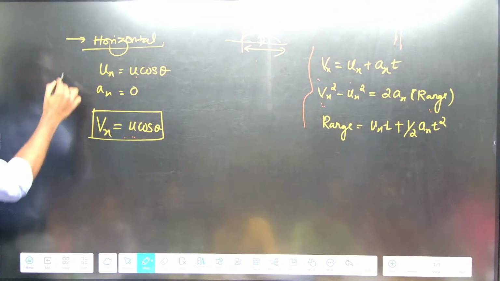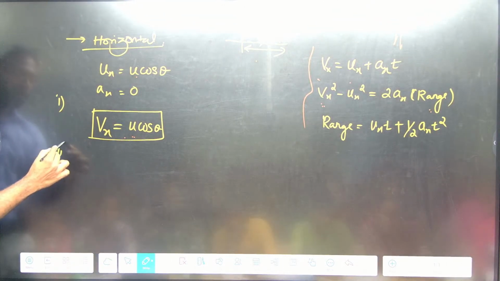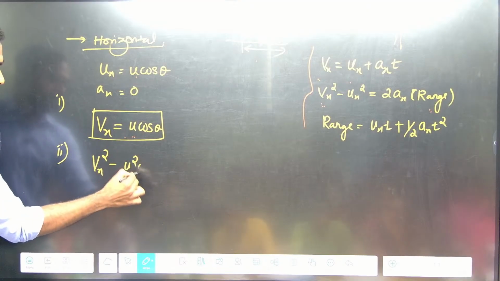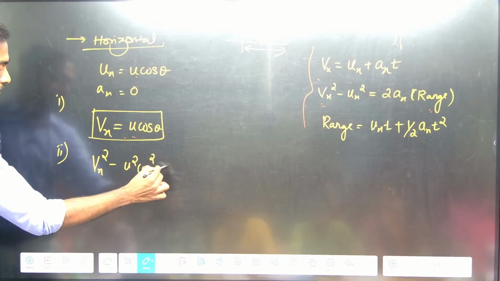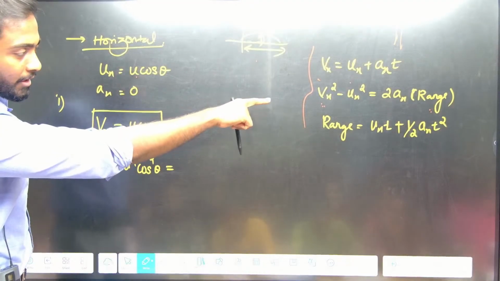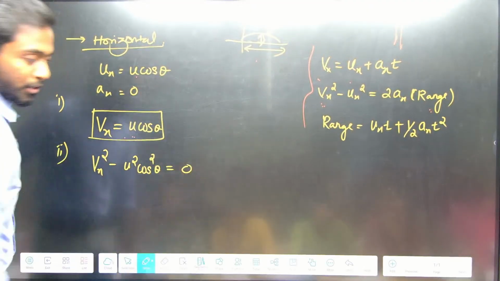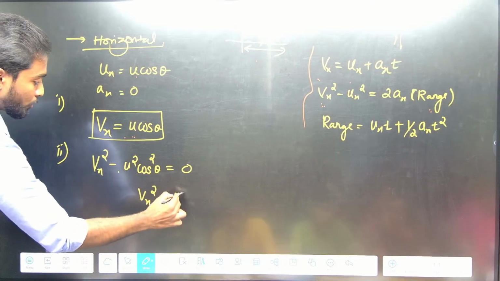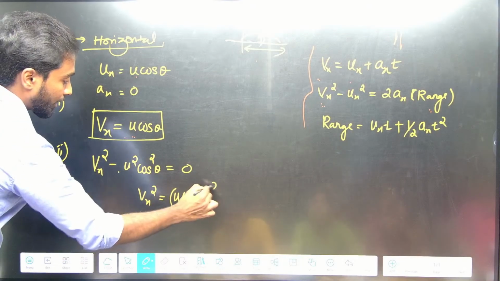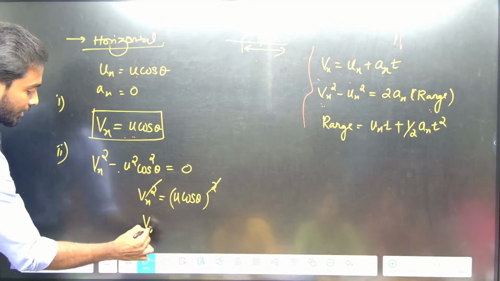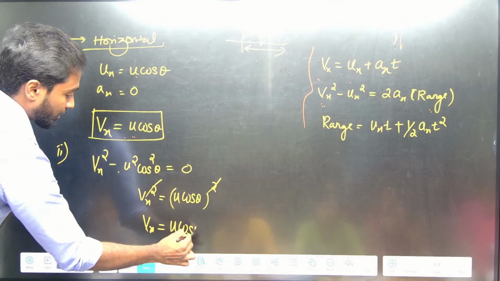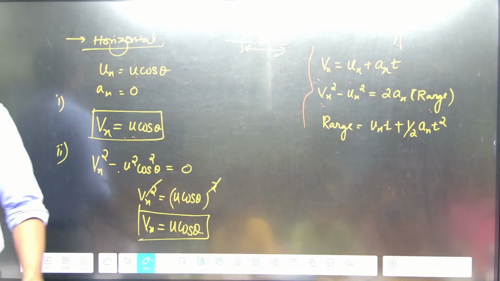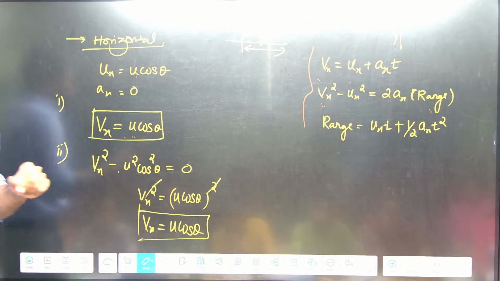Listen here, this is my first equation. Second equation, vx square minus u square cos square theta will be equal to 2as, that is 0, right? Now take this to the other side, vx square will be equal to u cos theta the whole square, and square will get cancelled, vx will be equal to u cos theta. Okay, so write down these two things, I will tell the points, you can take down that one.